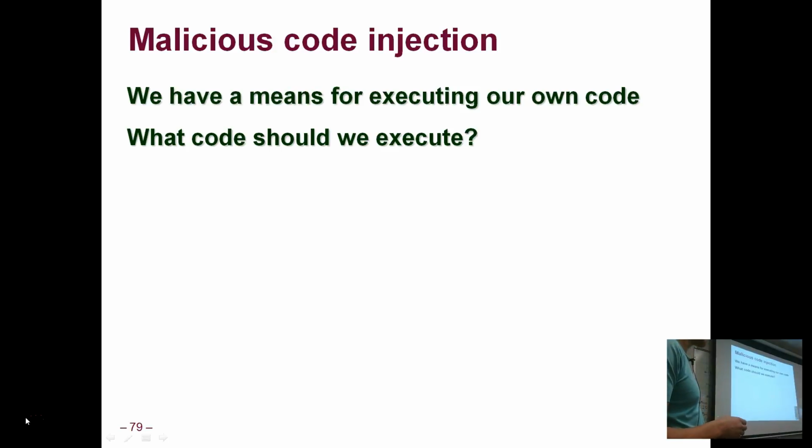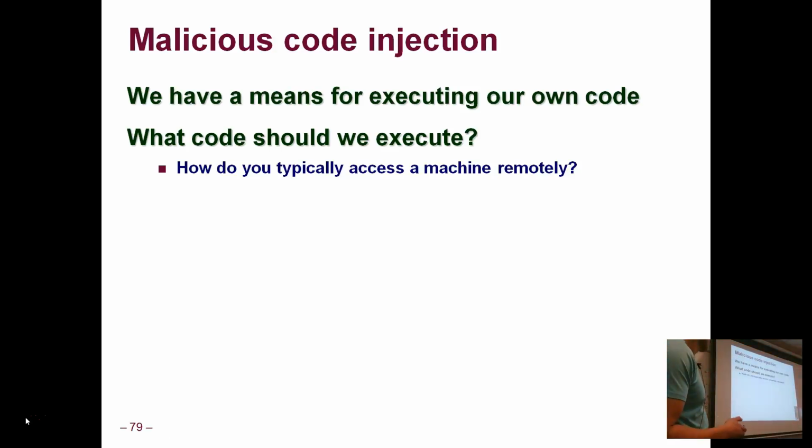All right, so this is the anatomy of a buffer overflow attack. Okay, so we have a means for executing our own code. What code should we execute? What is that malicious payload? This is the last piece of it. What code do you want to run on that target machine?